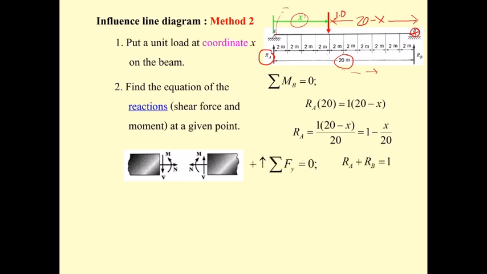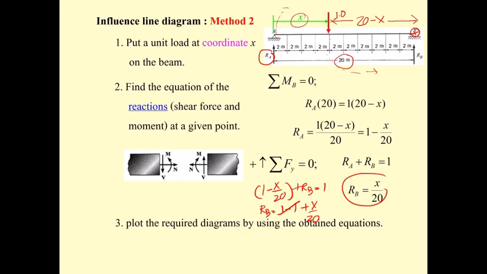And then summation of F sub y equals 0, R sub A plus R sub B equals 1. And then you may have this one for what? 1 minus x divided by 20. This is R sub A plus R sub B equal to 1. Then your R sub B is going to be 1, and then you move this from plus to minus, from minus to plus. Okay, and then you get this equation. Just cut this. Okay, plot the required diagram by using the obtained equation.